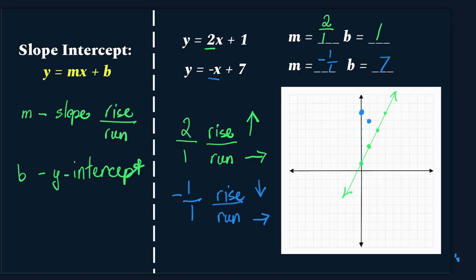And here we're going to put our point. We're going to do that again. 1 over 1, 1 over 1, and 1 over 1. We should have enough points to draw a line.